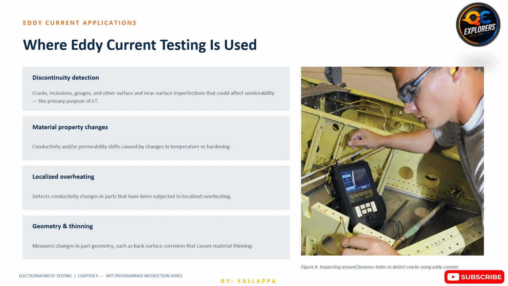Another important application is geometry and wall thickness measurement. Corrosion on the back surface of a component reduces material thickness and changes the eddy current path. This makes eddy current testing particularly valuable for detecting hidden corrosion beneath aircraft skins, storage tanks, and heat exchanger tubing. Industries that rely heavily on eddy current testing include aerospace, petrochemical plants, power generation, manufacturing, railway maintenance, and automotive production. The method's speed, accuracy, and ability to inspect without removing protective coatings make it an indispensable tool for preventive maintenance and quality assurance.